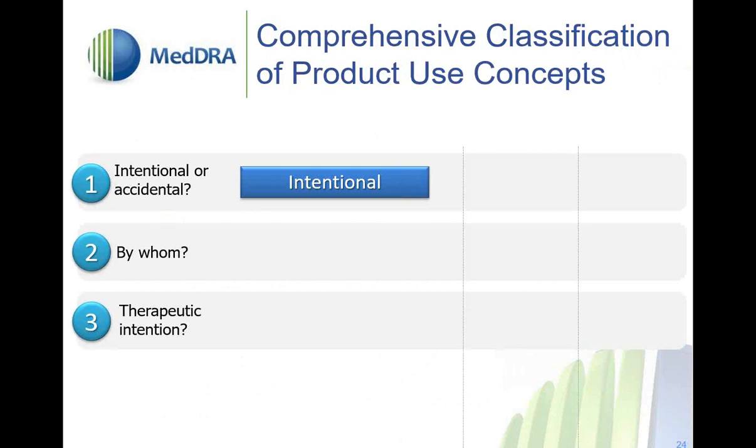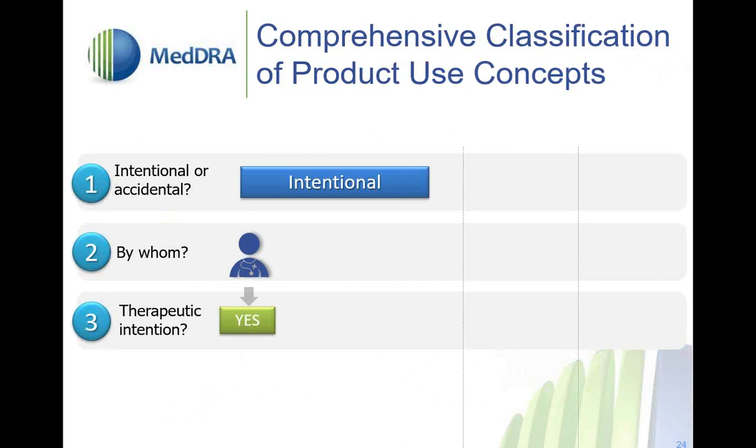Again, you should see by whom. Who initiated the particular event? Was it a healthcare provider? Was it the consumer or the patient himself? And then, of course, you have to see the therapeutic intent, right? Was the person taking the product for some sort of therapeutic benefit or not? And this will become more clear as we do it.